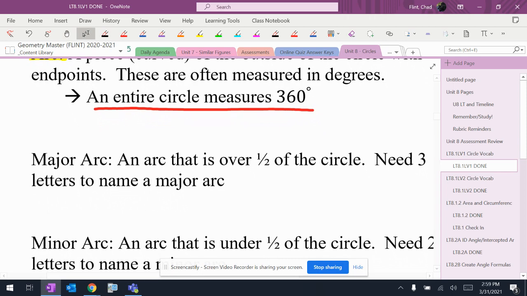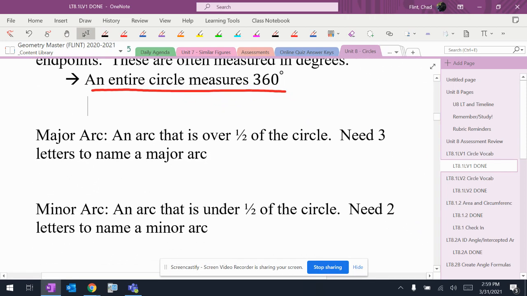There's two kinds of arcs. There is a major arc and a minor arc. So I'm going to highlight major arc in green. So a major arc is over half the circle. All right, and it's supposed to have 3 letters to name it. All right, and I'm going to go up here and pick one out.